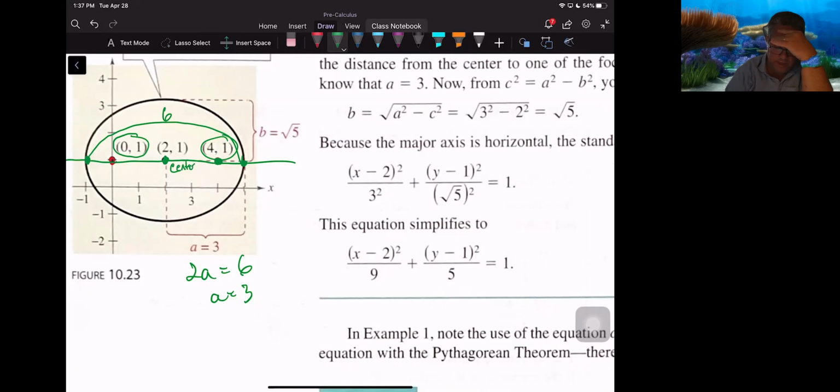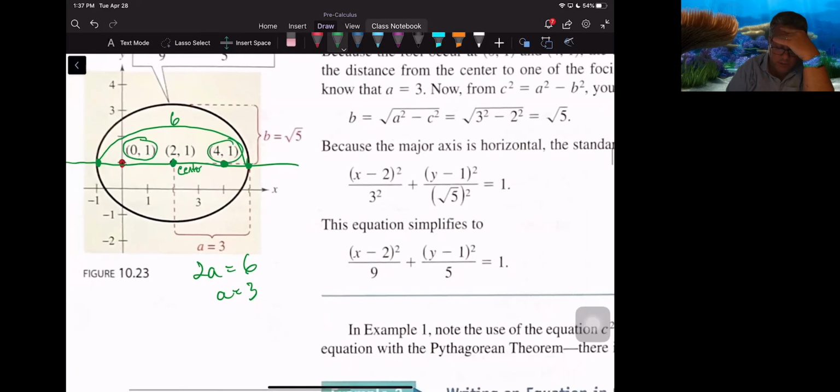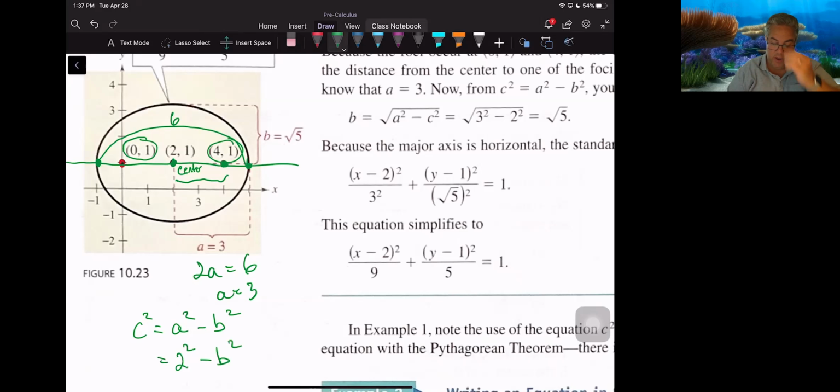Okay, and we know that the distance from the center to one of the foci is the actual c. We know c squared is equal to a squared minus b squared. Now what's the distance between the center (2, 1) and the focus (4, 1)? Well, if it's here and it goes out to 4, we know that distance is 2. Okay, so that's c, so therefore it's 2 squared equals a squared minus b squared. Actually, I take that back, a is 3, my bad.